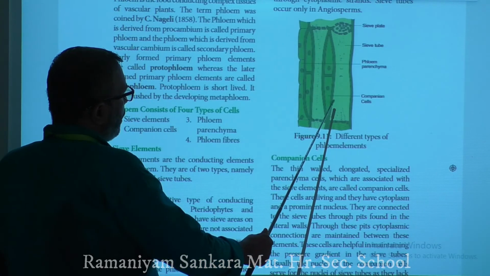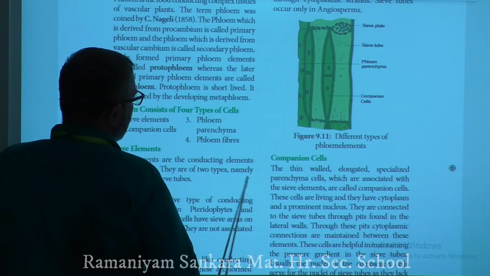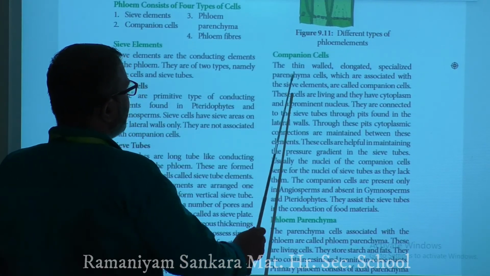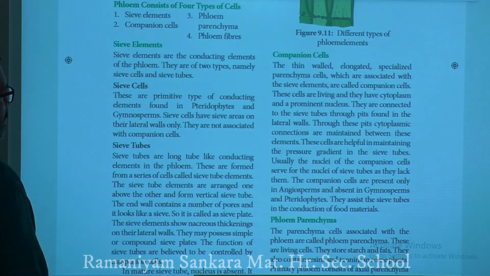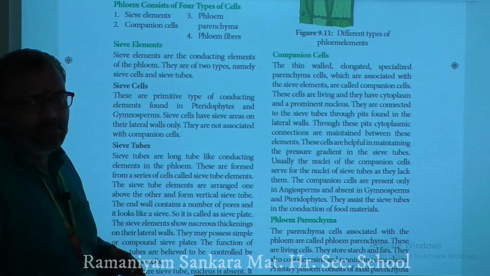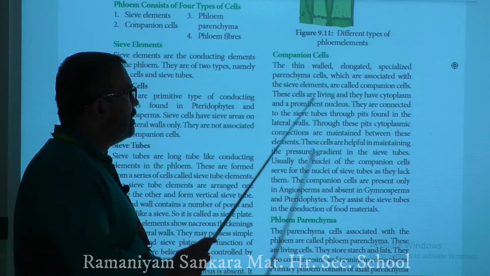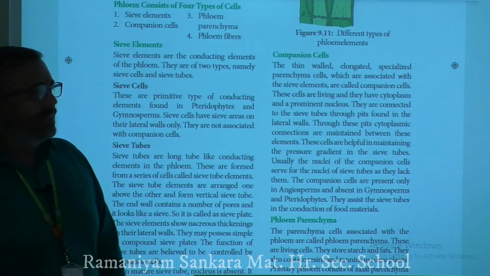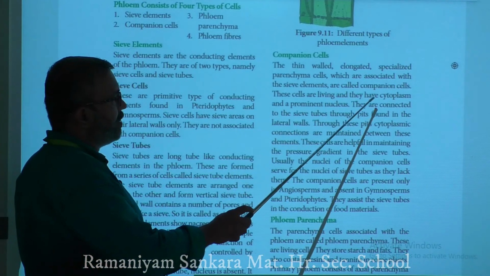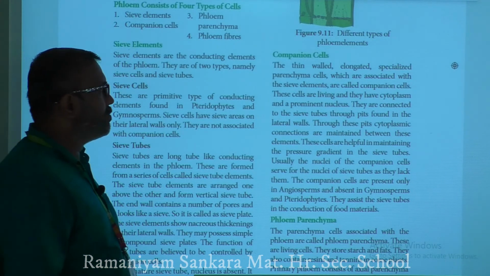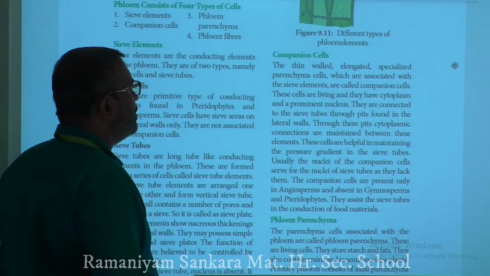Companion cells are the thin-walled, elongated, specialized parenchyma cells which are associated with the sieve elements. So parenchyma cells associated with the sieve element are called companion cells. These cells are living, and they have cytoplasm and a prominent nucleus.